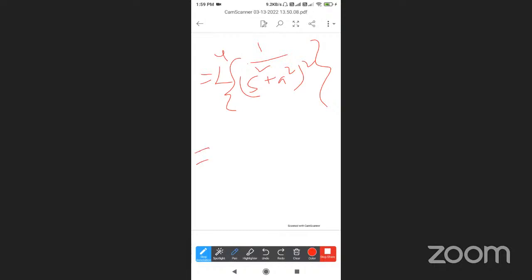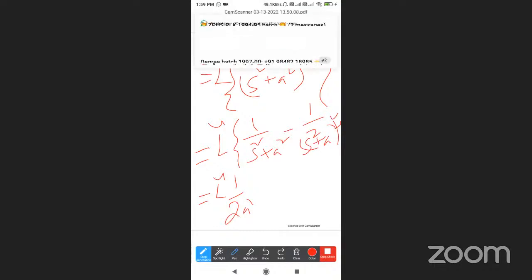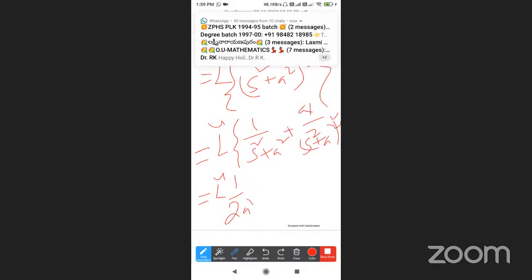We have to simplify the inverse Laplace transform of 1 by (s square plus a square) whole square. So we write it as 1 by 2a square, and I add and subtract one term, s square plus a square.